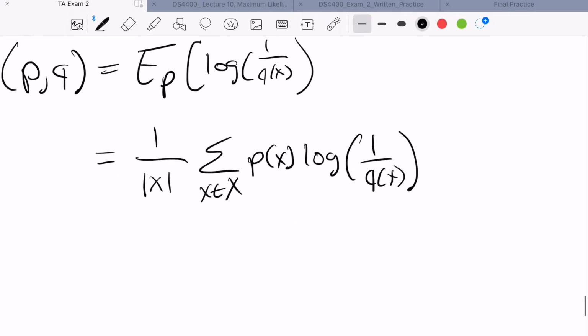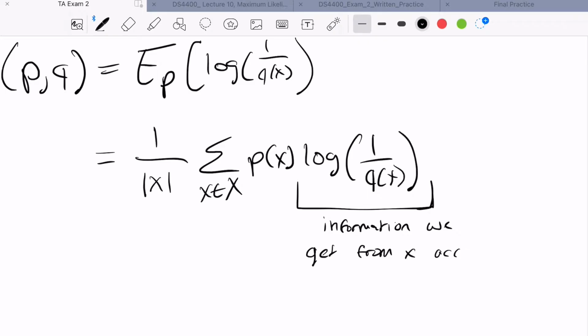We covered this a bunch, but this term right here is the information we get from X according to Q. And then this is just simply the probability of X in P.